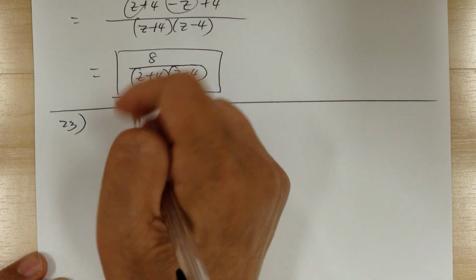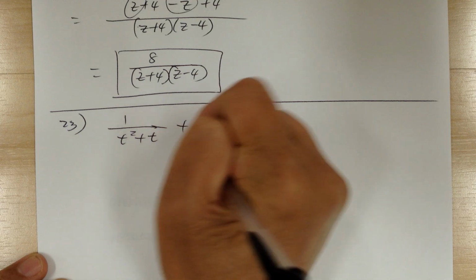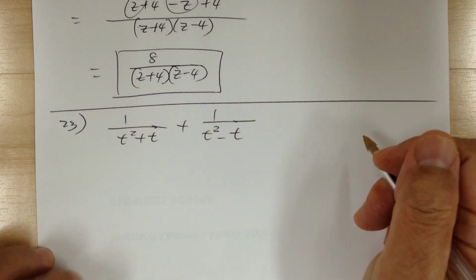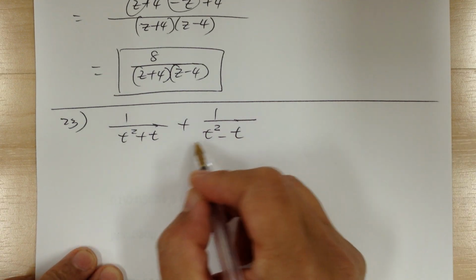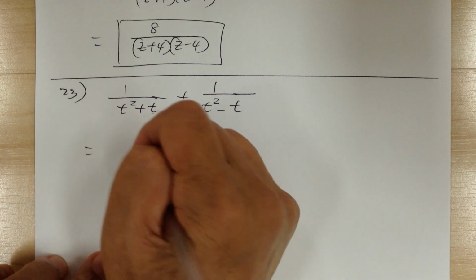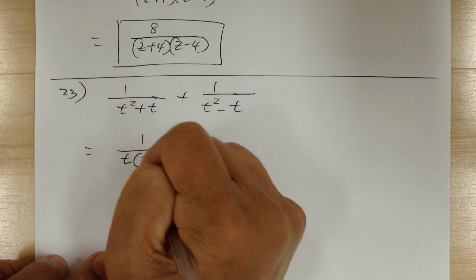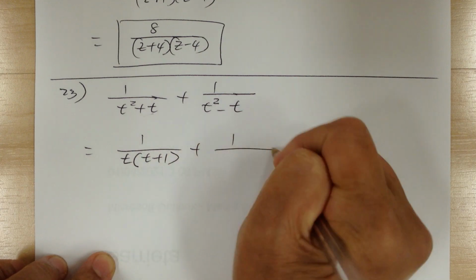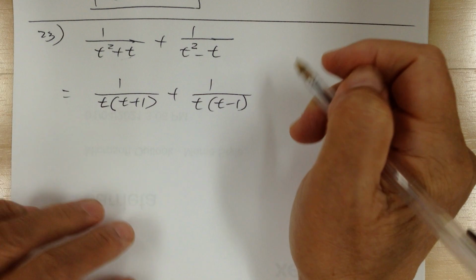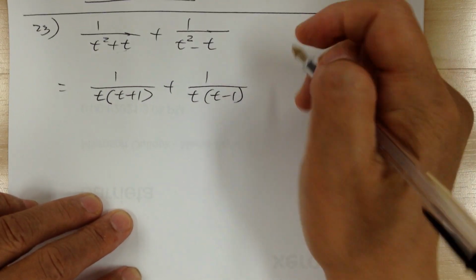Okay, number 23, you've got 1 over t squared plus t plus 1 over t squared minus t. When you have a square with a term, you have to factor out each one first before you can figure out your LCD. So step 1, common factor: you can factor out the t, so it becomes t plus 1. This one again, you can factor out the t, so it will be t minus 1. You can do all the factoring as much as you can before you do the LCD.